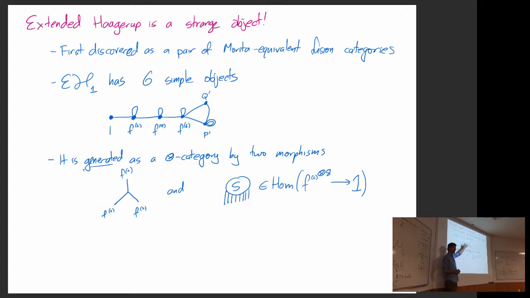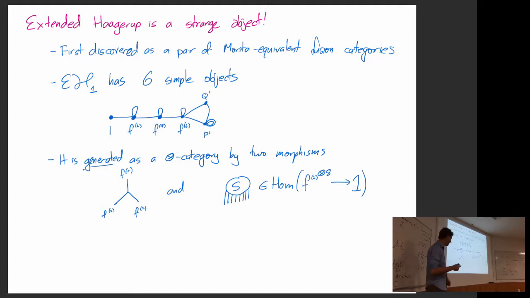It's got six simple objects. So if you want to think of it as being like a finite group, it's a small finite group with six irreducible representations. And it's generated as a tensor category by just two morphisms. So there's some map from F2 tensor F2 back to F2, and there's some map S, which picks out an invariant vector in the 8th tensor power of F2, that is, picking out a copy of the trivial inside F2 to the tensor power 8.